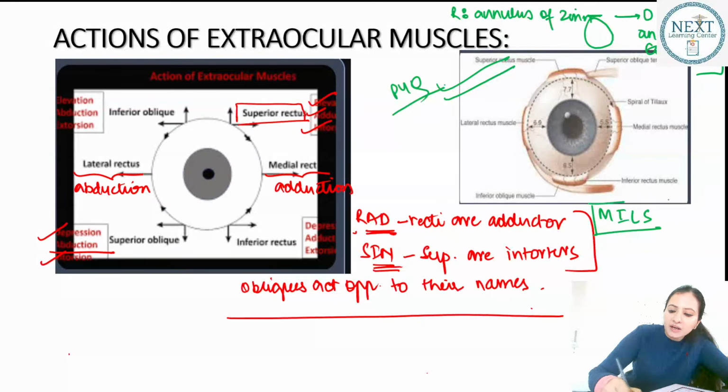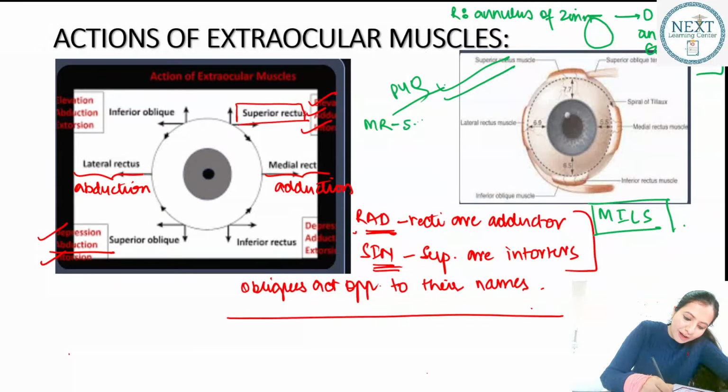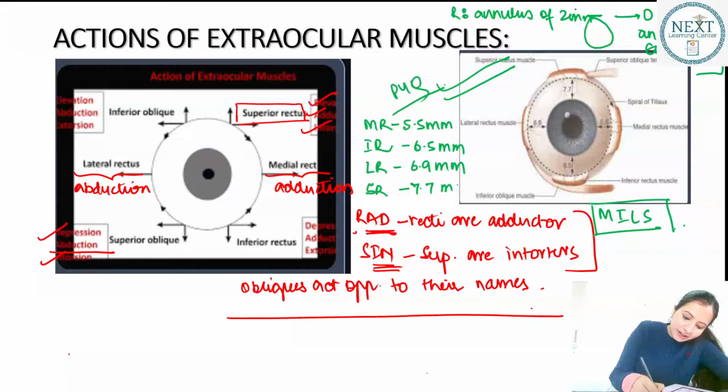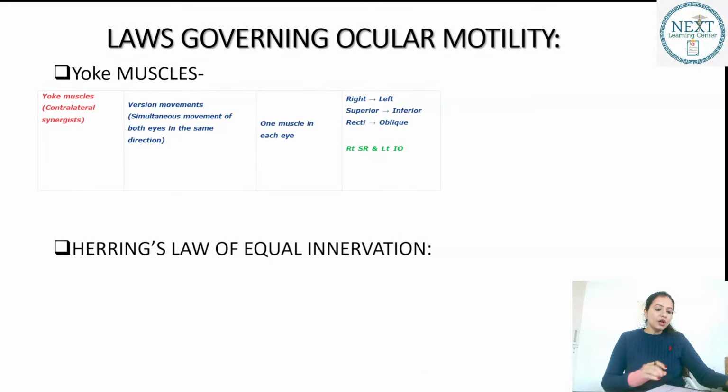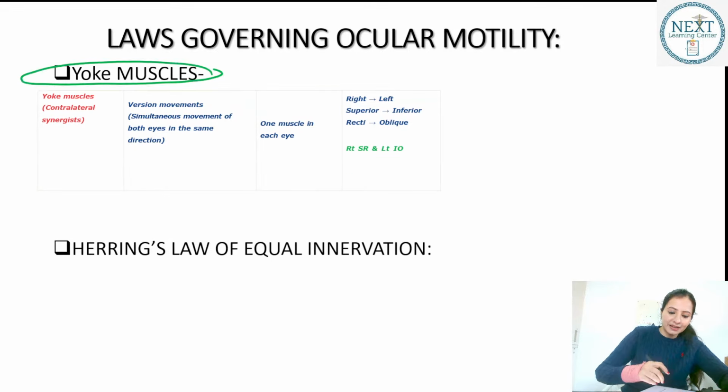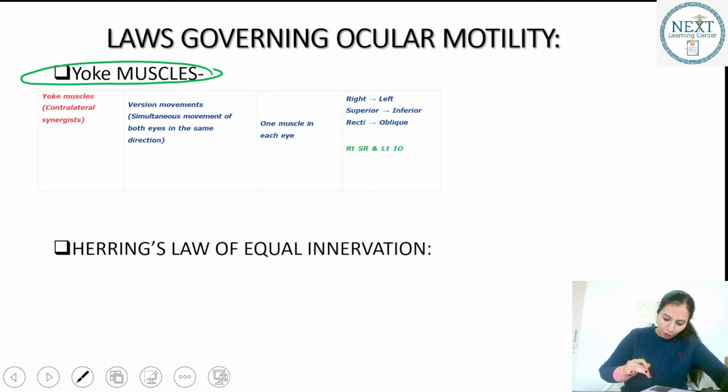Mnemonic is mother-in-laws. So medial rectus will be inserted at a distance of 5.5 mm from the limbus. Inferior rectus at a distance of 6.5 mm. Lateral rectus 6.9 mm. And superior rectus 7.7 mm. So this is the distance. Now laws governing the ocular motility. Yoke muscle, let us discuss the yoke muscle first.